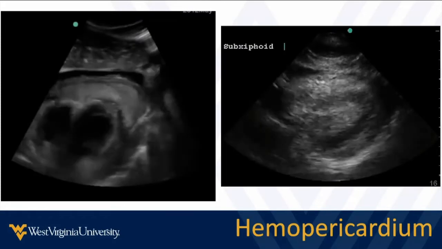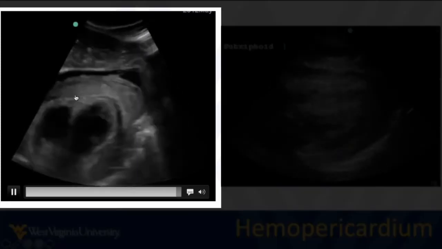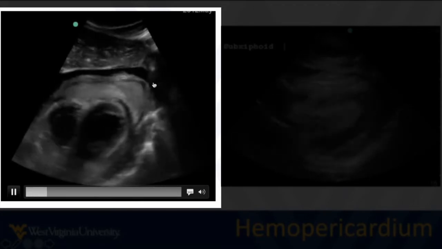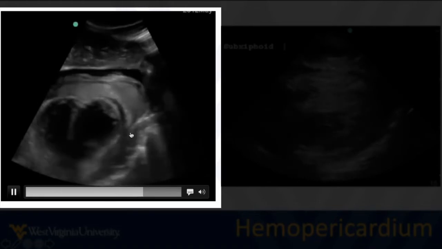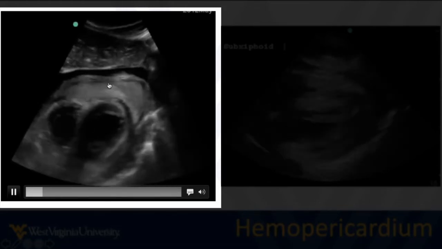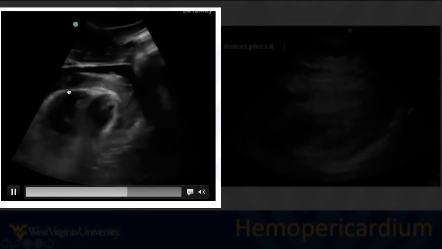Here are a few others, and this is what I was talking about when I said blood does not always look black. So this is similar to what we saw earlier. This gray stuff, we see black, kind of fresh blood wrapping all around. And notice the changing shape throughout the cardiac cycle. But all this gray stuff is clotted blood. So we have to recognize that blood is sometimes gray.